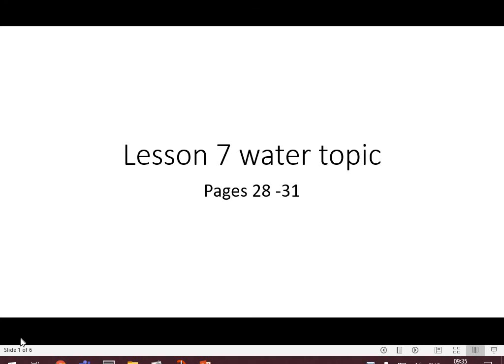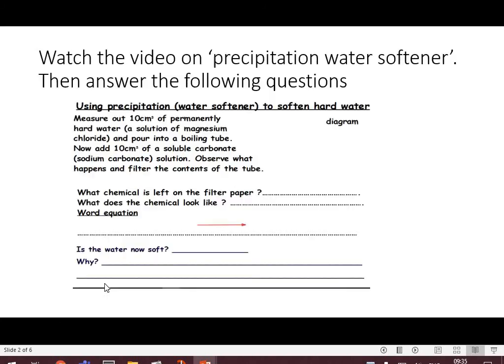This is lesson 7 on the water topic, and we're going to look at pages 28 to 31. So first of all, I want you to watch the video on precipitation water softener, where I try and soften hard water, which as you can see is magnesium chloride, and I add a water softener to it called sodium carbonate. And then you can watch that and try and fill in the answers to the questions.